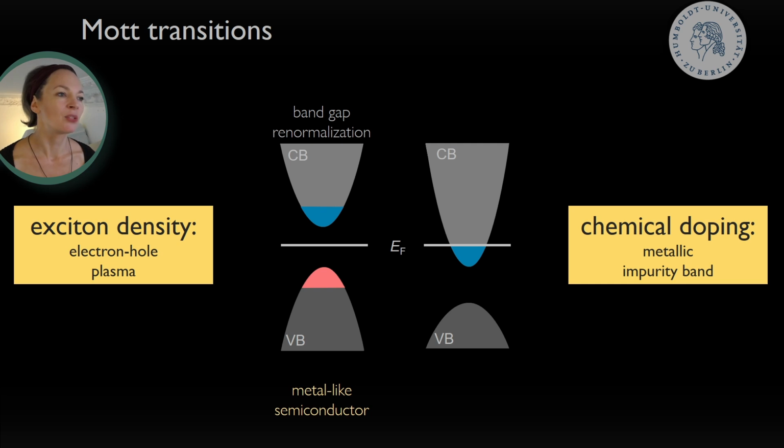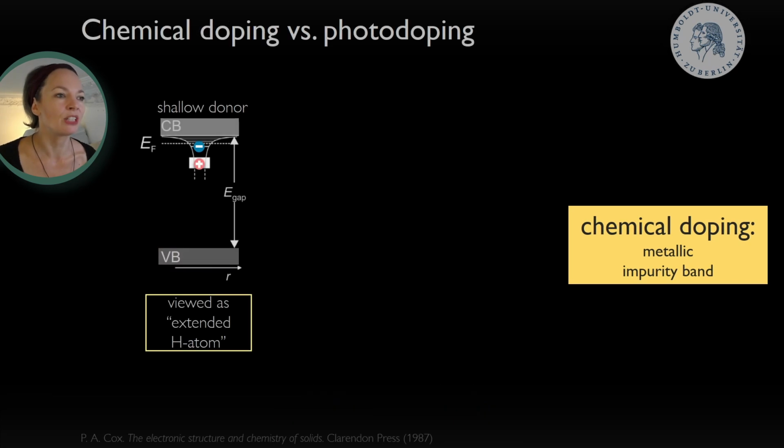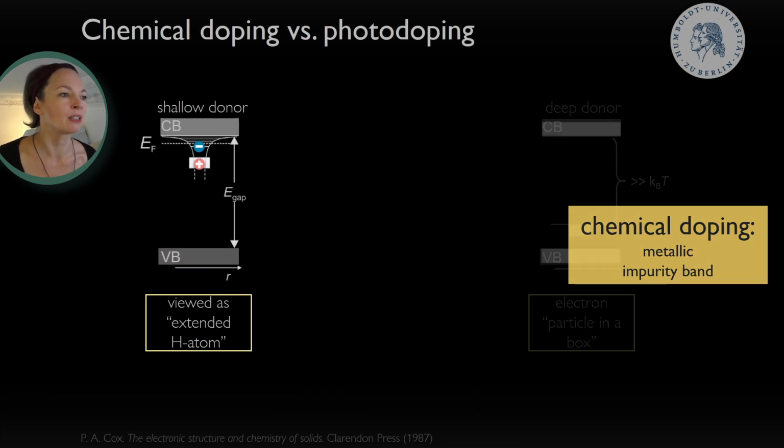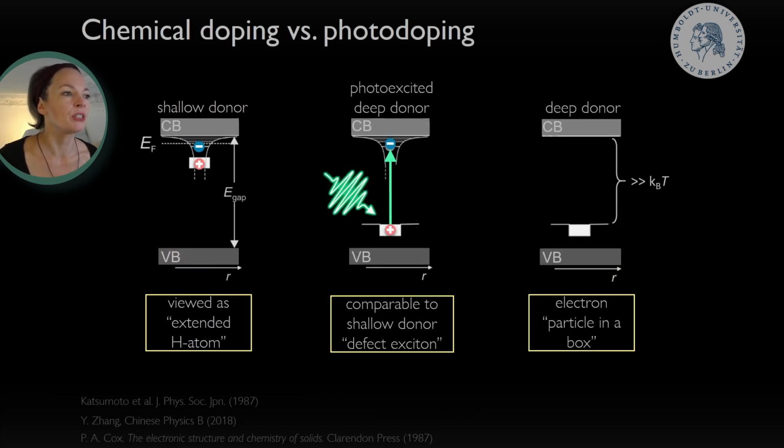The question is whether we can find an analog for the chemical doping, like real photodoping, that creates an impurity band crossing the Fermi energy. And in fact, that's possible. Instead of using shallow donors, like in the chemical doping case, we can use deep donors and photoexcite them, and then the photoexcited electrons act like shallow donors in the Coulomb potential of the hole that attracts the electrons and is very localized.